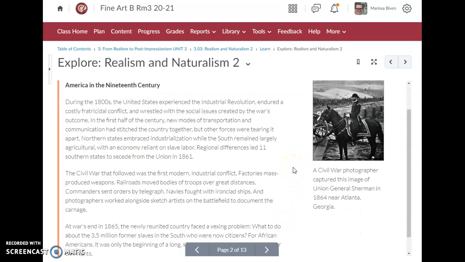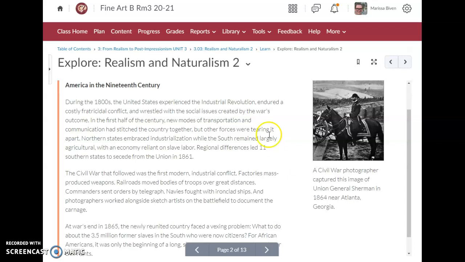America in the 19th century. During the 1800s, the United States experienced the Industrial Revolution, endured a costly fratricidal conflict, and wrestled with the social issues created by the war's outcome. In the first half of the century, new modes of transportation and communication had stitched the country together, but other forces were tearing it apart. Northern states embraced industrialization, while the South remained largely agricultural, with an economy reliant on slave labor. Regional differences led 11 Southern states to secede from the Union in 1861.